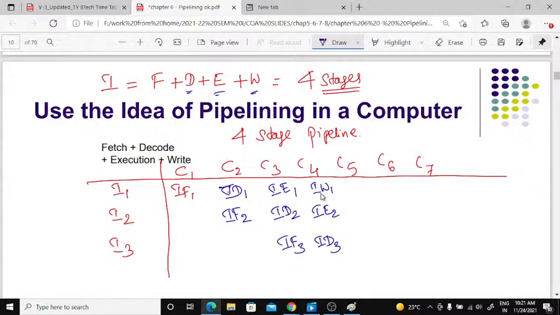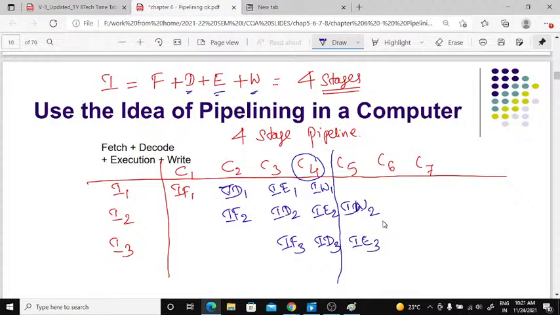So there are three instructions. Here you can observe that at the end of the fourth clock cycle, one instruction is executed. Now during clock cycle 5, the first instruction is completed successfully. The second instruction goes to the write stage, and the third one will go to the execution stage.